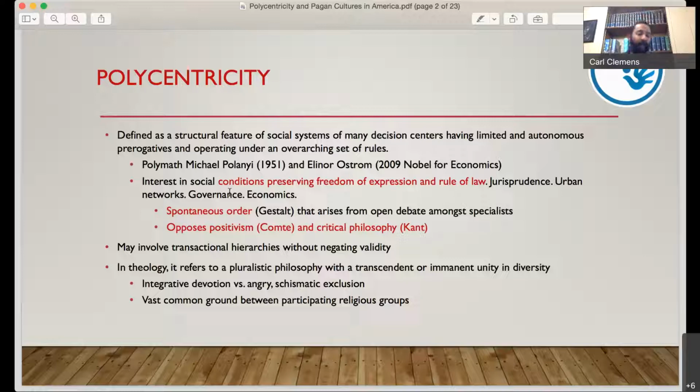And so he came up with the idea of polycentricity because of an interest in social conditions, preserving the freedom of expression, as well as the rule of law. As he developed this concept of polycentricity, it had its applications in jurisprudence, in urban networks, in governance. Urban networks, it was taken into by Dawoodi. It was taken into governance and then economics by the Ostroms.